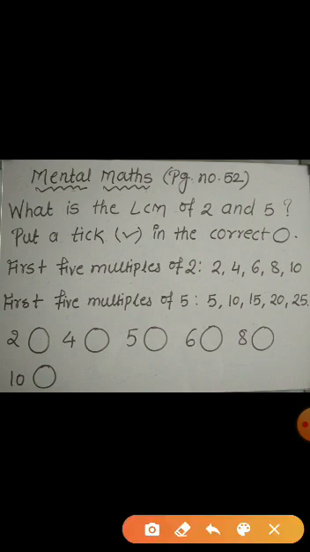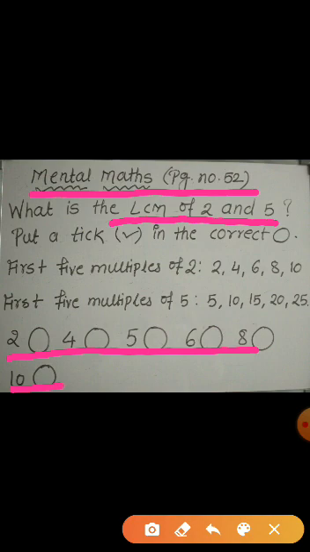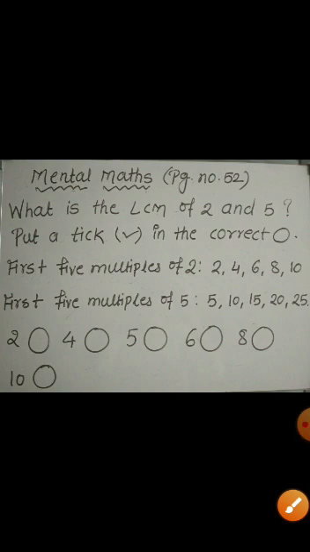Now let's see the mental maths given in your textbook on page number 52. What is the LCM of 2 and 5? Here some options are provided to you and you have to tick the correct option. Some multiples of 2 and 5 are also given. The multiples of 2 are 2, 4, 6, 8 and 10. And the multiples of 5 are 5, 10, 15, 20 and 25. By observing these multiples, you have to identify the LCM of 2 and 5.